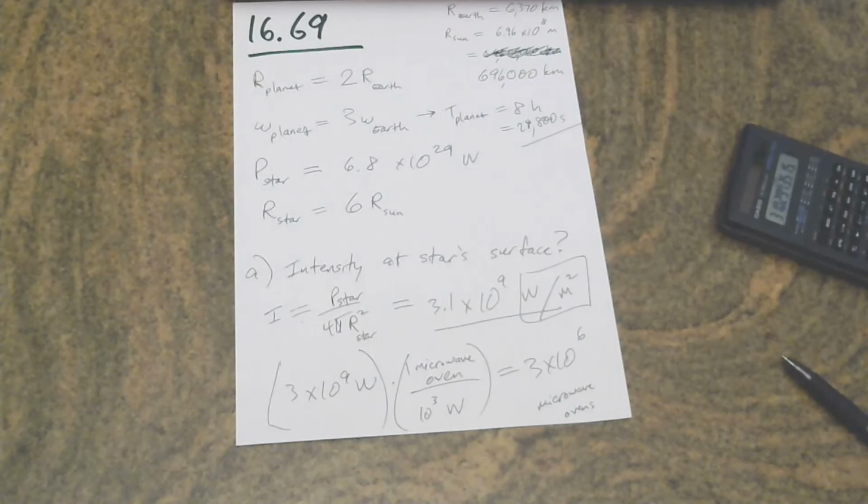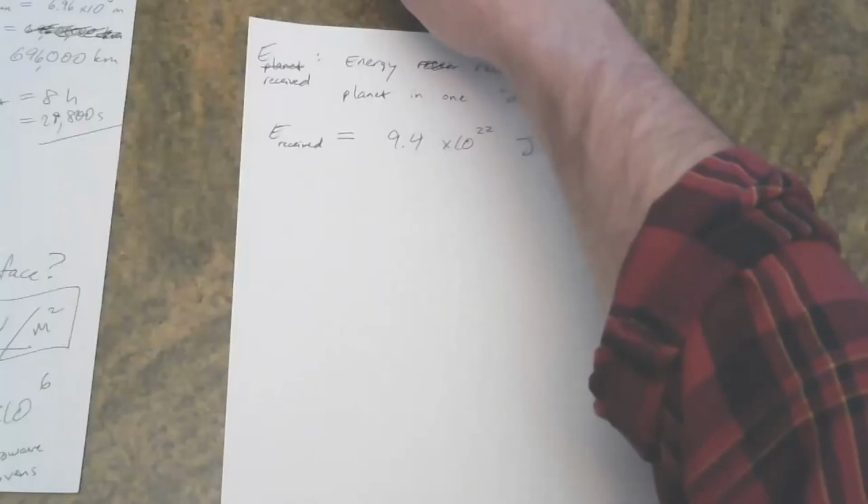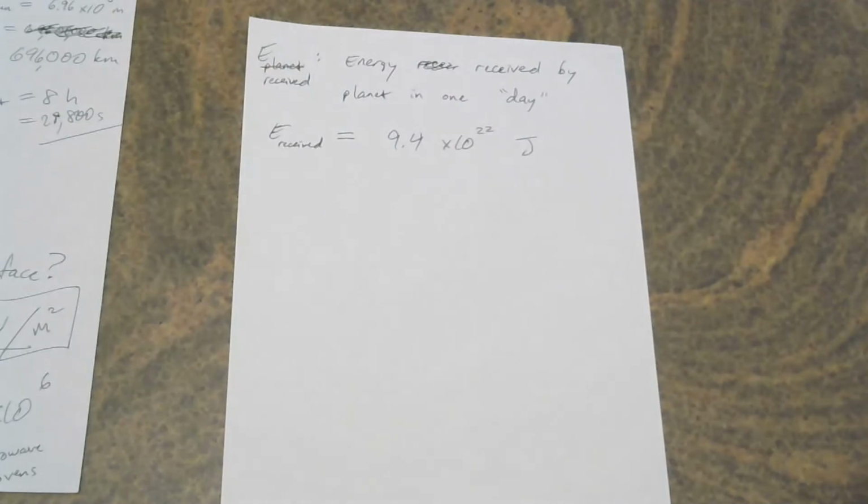Can you even imagine that? Just standing in front of that 1 meter square patch and being irradiated with a power equivalent to 3 million microwave ovens. It really defies the imagination. Part B, like I said, is more challenging.